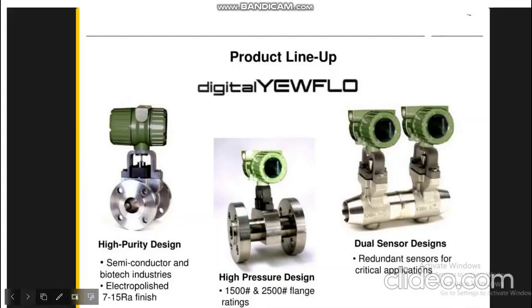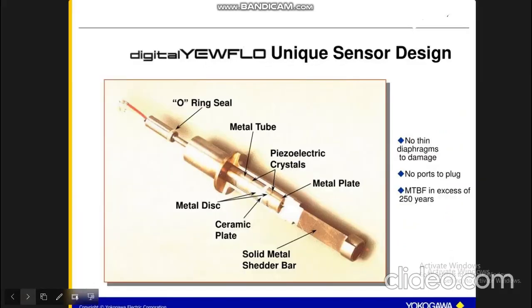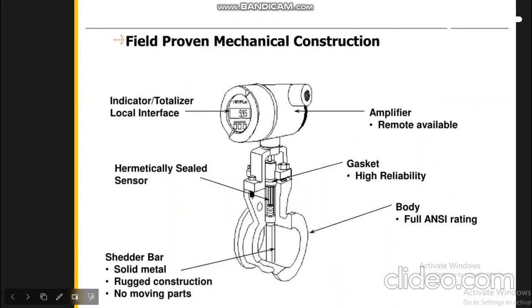So at the end we'll understand what type of benefits the vortex flow meter gives us. This is the mechanical construction of it. You can see this is the indicator, there's a local interface with an LED, and there's an amplifier inside it, remote available. The gasket gives high reliability, and the body is present, the shedder bar is there, and the hermetically sealed part is there.